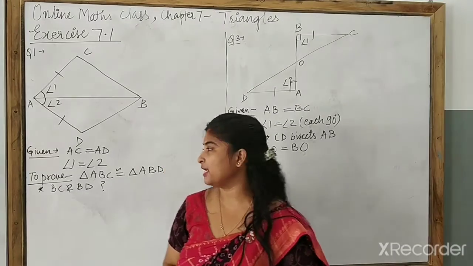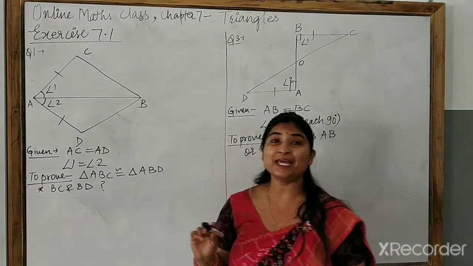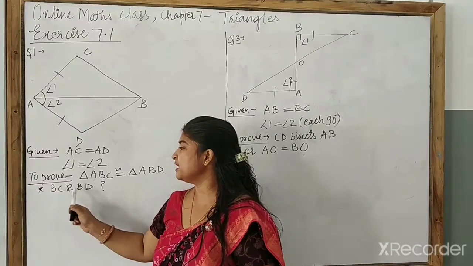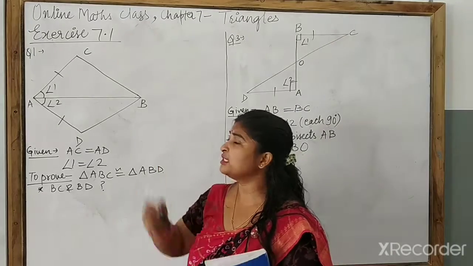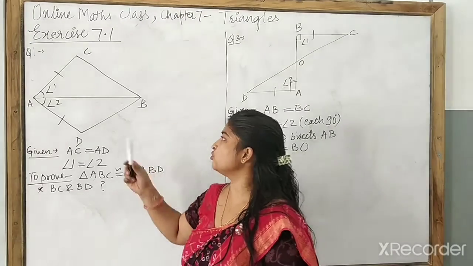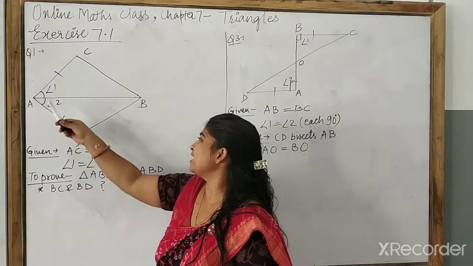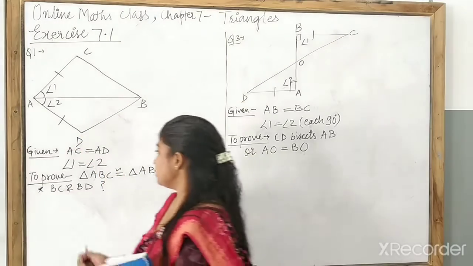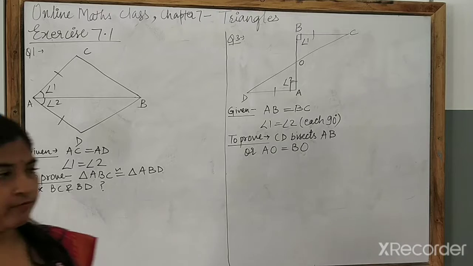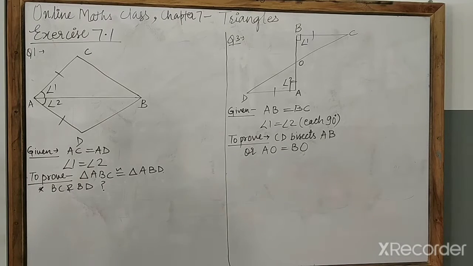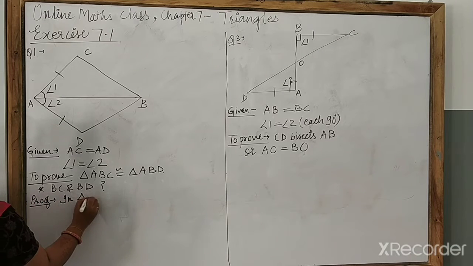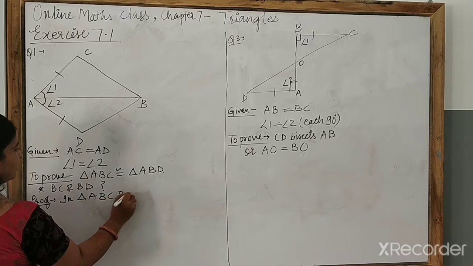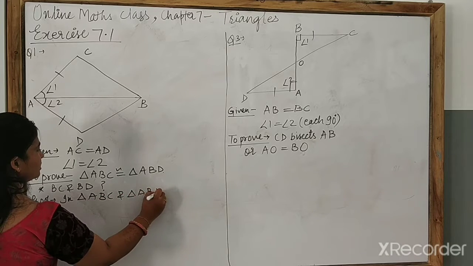We have to prove that triangle ABC is congruent to triangle ABD, and we also have to tell about BC and BD. Clearly you can see that there are two triangles given to you, triangle ABC and triangle ABD. So when you start the proof, you have to start with: in triangle ABC and triangle ABD.